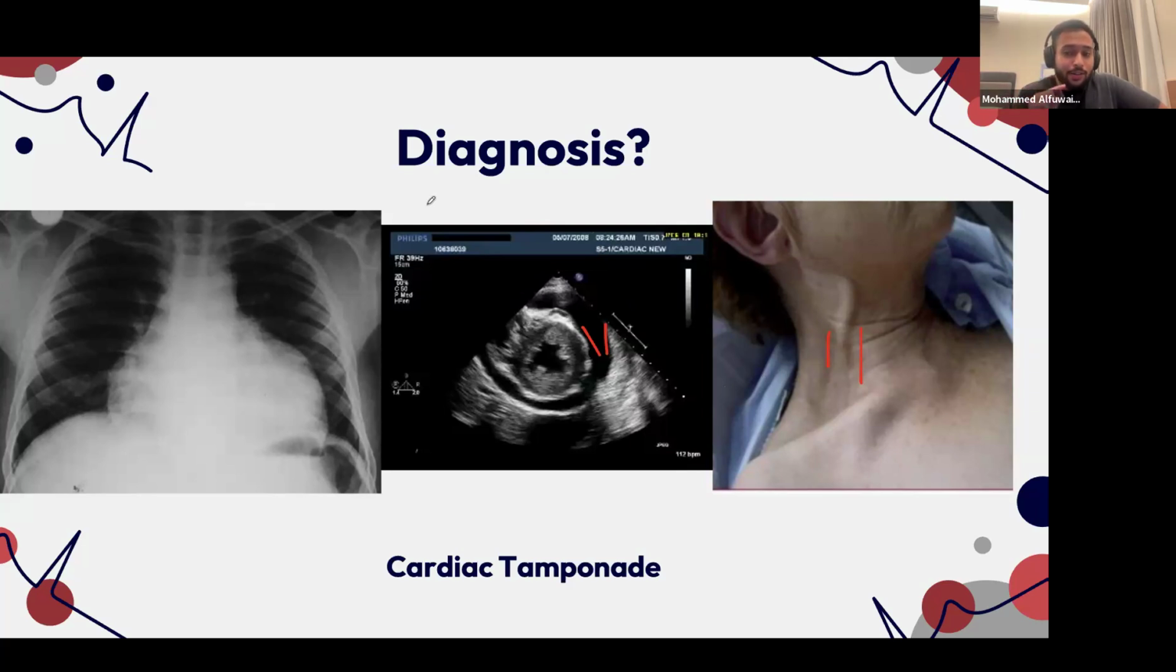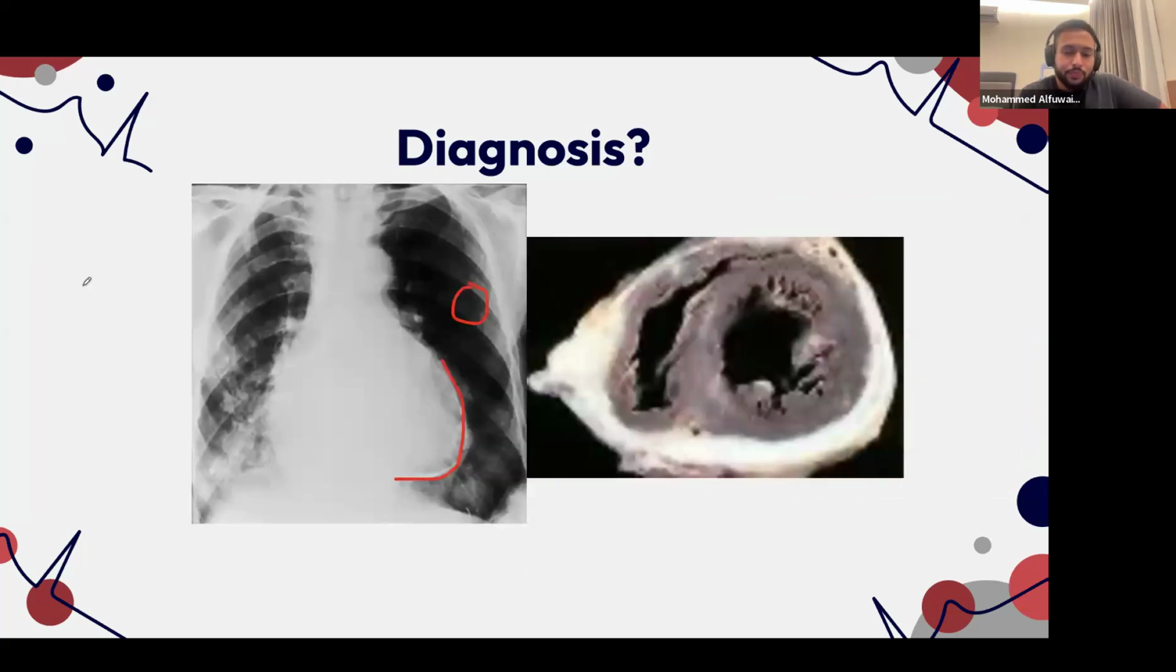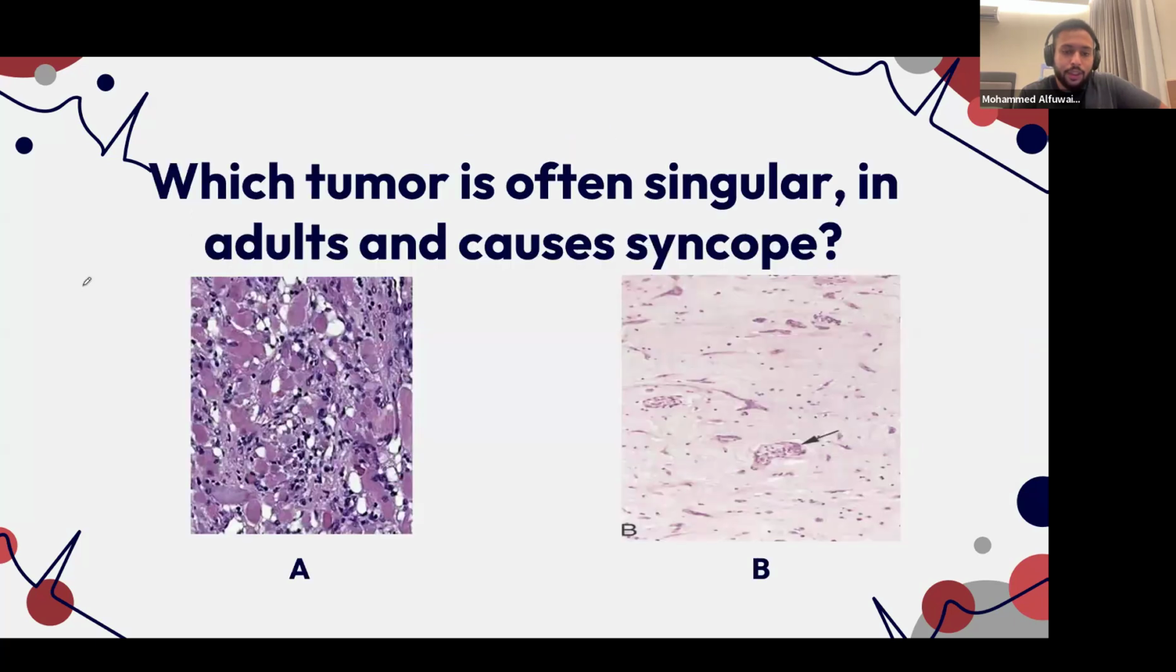In tamponade, this never happens. The blood will not go to the lungs. Lungs are normal. So you'll see clear lungs. The lungs have no pathology in them. Okay, this is an important feature to differentiate the two. Okay. Now let's go for tumors.